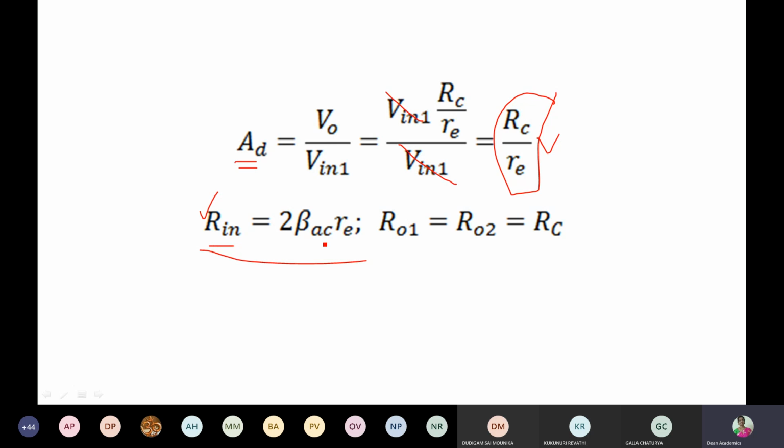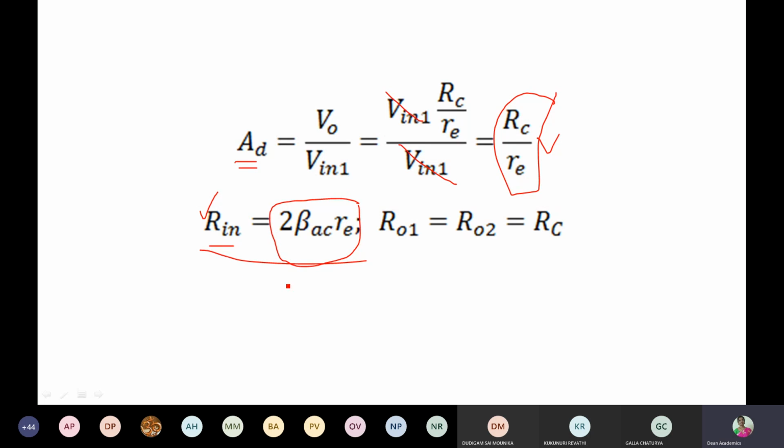Therefore Rin is equal to, how do we define the input resistance? Input resistance of the differential amplifier is the resistance measured at the input terminal when the other terminal is grounded, right? So that is equal to Vin1 by IB1. In place of IB1, as usual, you write IE1 by beta AC. What is IE1? Vin1 by 2Re. So you substitute, you will get Rin is equal to 2 times beta AC into Re.